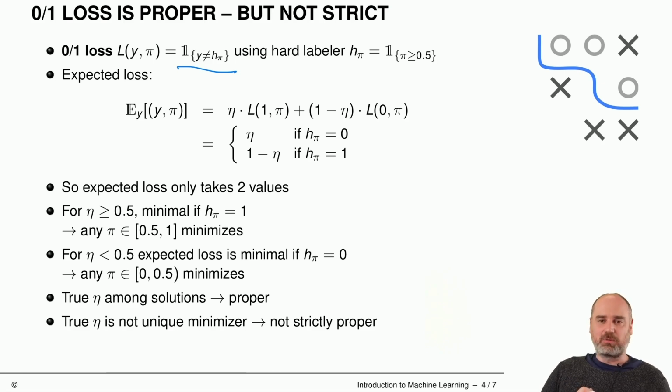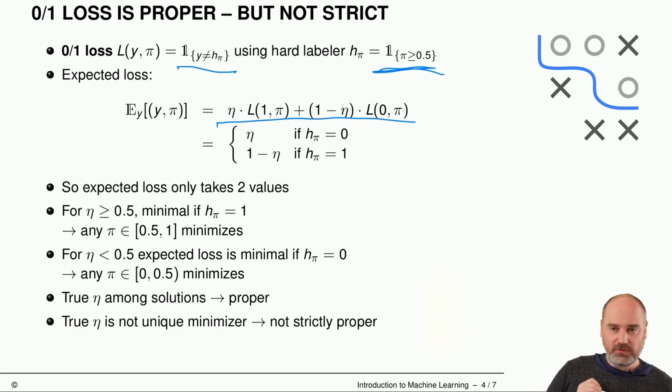But here, I want to do this for probabilistic classifiers, so I'll turn my probabilistic classifier into a hard labeler by thresholding at 50%. So if my pi value is larger than 50%, I'm predicting 1, and if it's less than 50%, I'm predicting a 0 in the natural manner. Now, what's the expected loss of this? We again use this nice little formula here. We again plug in our loss. It's very easy to see now.